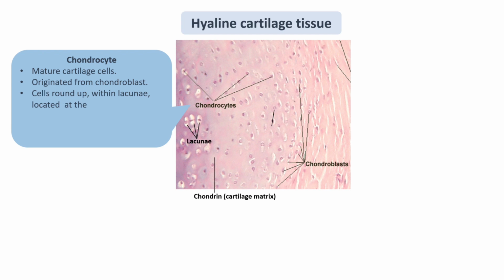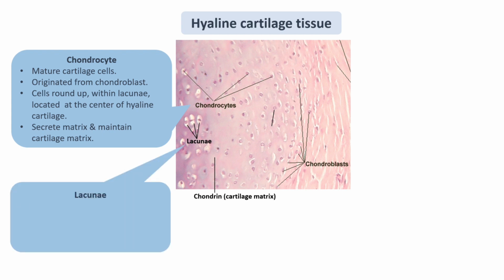Chondrocyte cells are rounded, within lacunae, which are located at the center of the cartilage tissue. The function of chondrocytes is to secrete matrix and maintain cartilage matrix. Similar to compact bone, hyaline cartilage also has lacunae. A lacuna is a space enclosed by chondrin or matrix. Each lacuna may contain 1 or 2 chondrocytes.